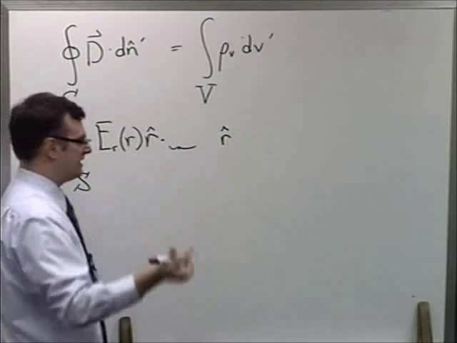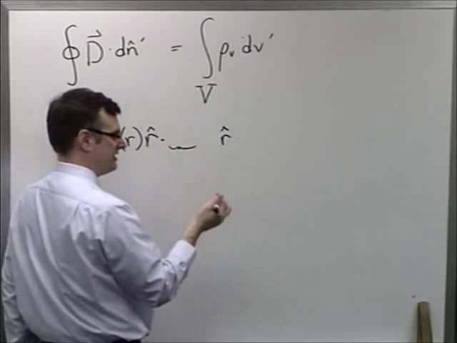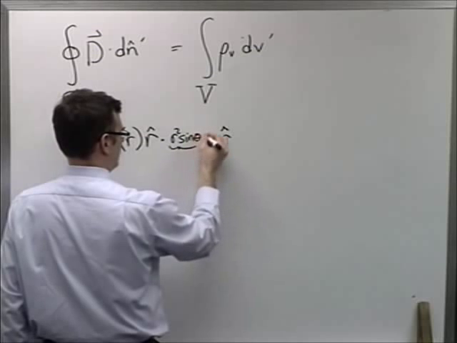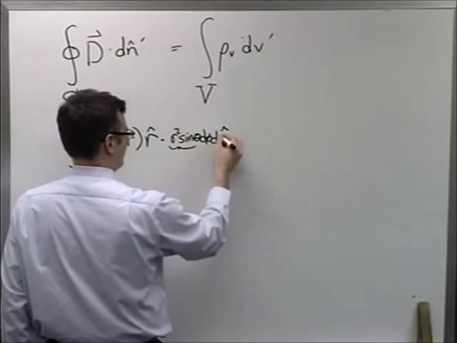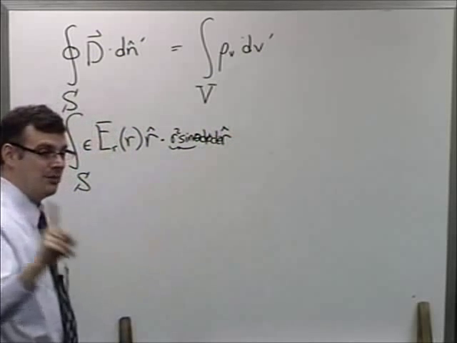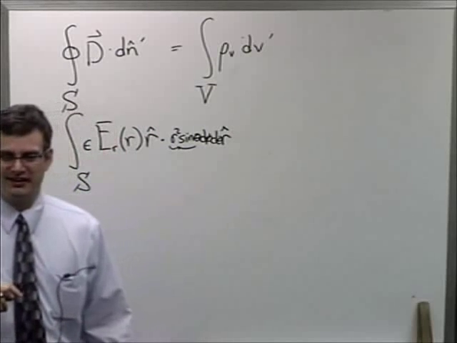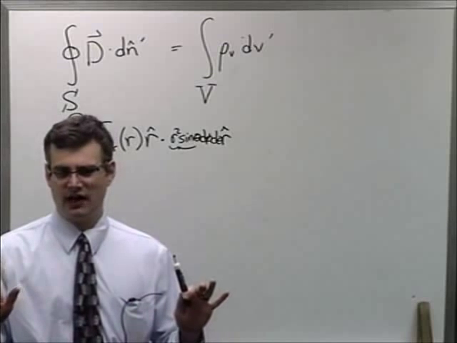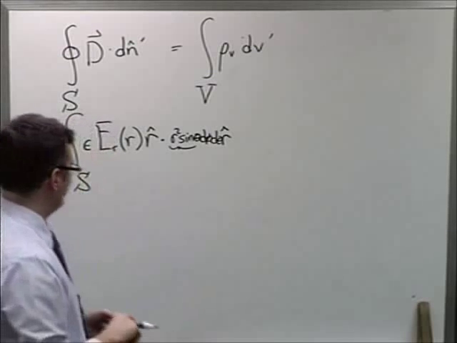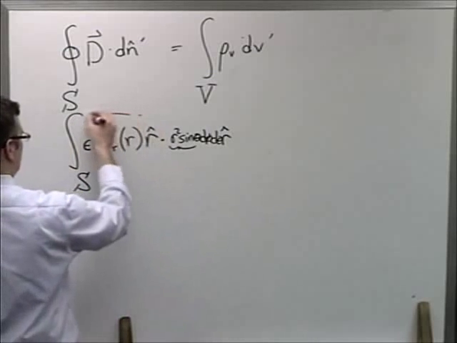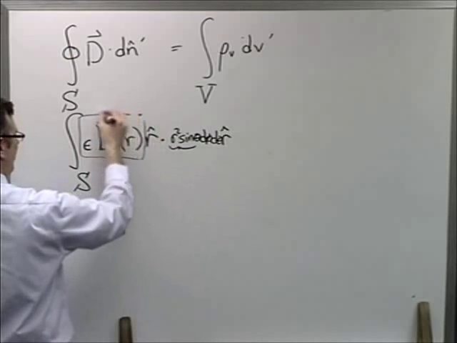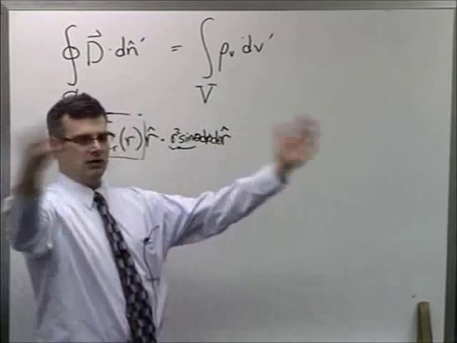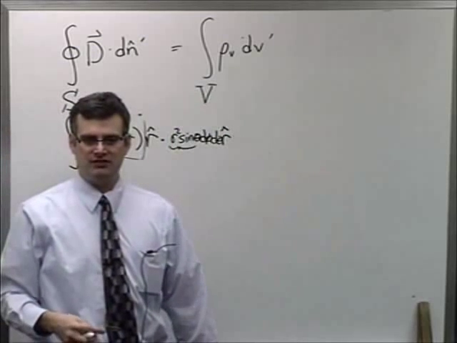In fact, if you wanted to get down to it and actually work this out manually, this would be r squared sine theta d phi d theta, picking it off one of those diagrams. But it turns out we're not going to need it because I don't want to do calculus to solve this problem. Everything is so conveniently lined up that really all I need to do is take the magnitude of my flux, which is independent of angle, and multiply it by the surface area of my sphere.